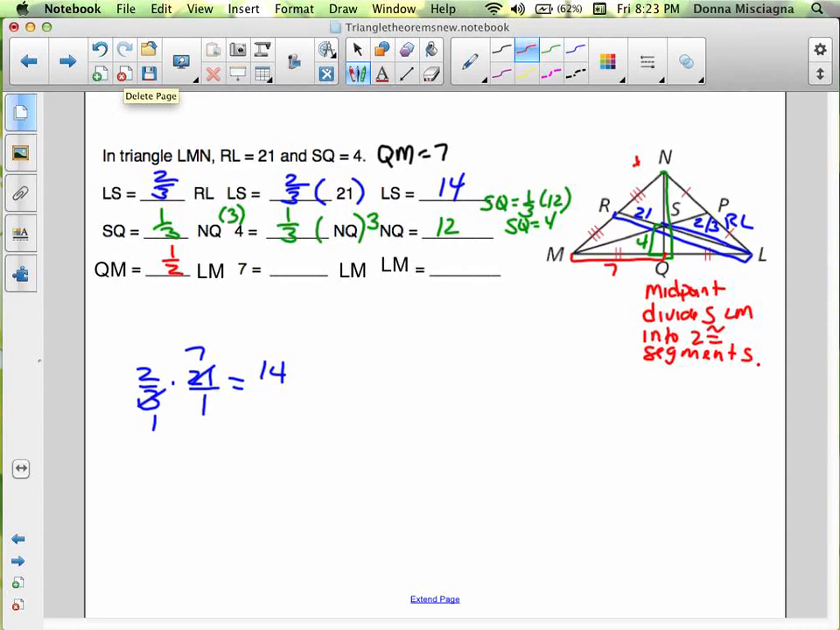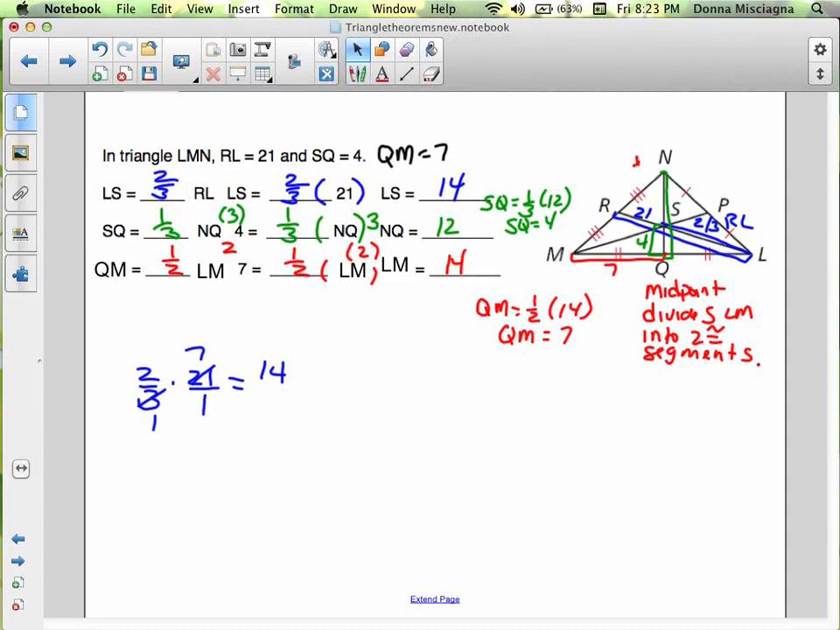So 7 is half of LM. I'd have to multiply both sides by 2. Right? 1/2 and 2 just equal 1, that just equals LM. And 2 times 7 is 14, and you can always check your work. So QM should be 1/2 of 14, and 1/2 of 14 is 7, and QM is 7. Right? So that one checks out. Another problem done. Good for us.